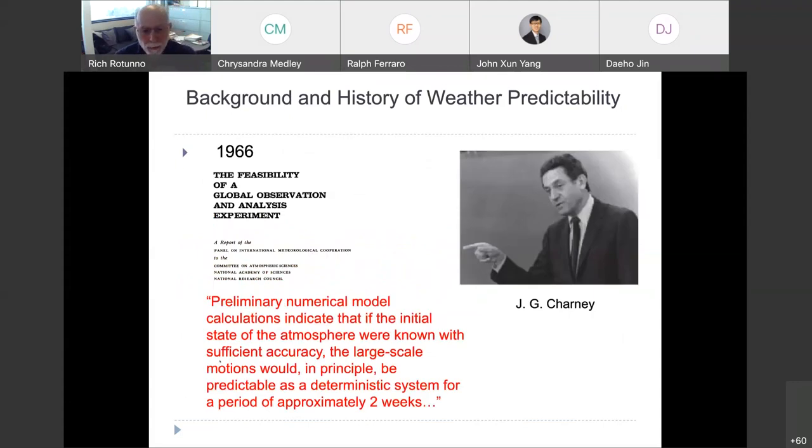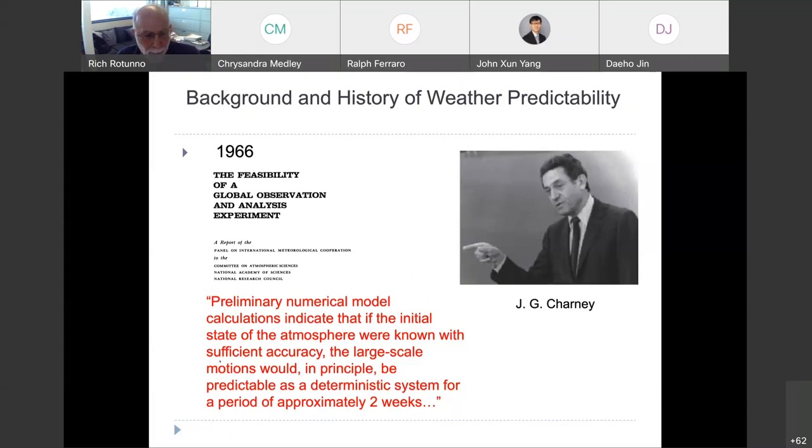After about a decade or so of numerical weather prediction, a push was made on the part of academia, led by Jule Charney, to produce a global observation and analysis experiment, which formed the basis of the future global observation network. And what he said in this report was: preliminary numerical calculations indicate that if the initial state of the atmosphere were known with sufficient accuracy, the large-scale motions would, in principle, be predictable as a deterministic system for a period of approximately 2 weeks.